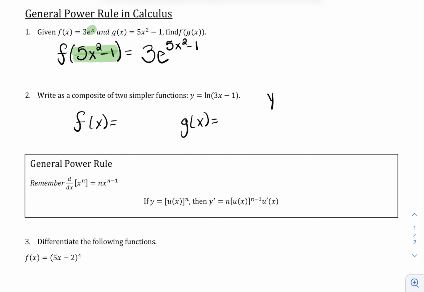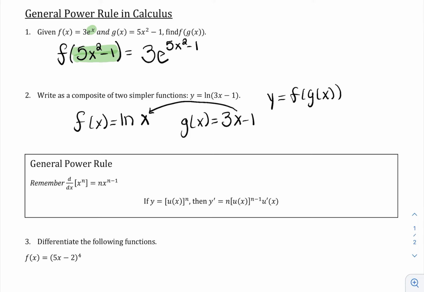So if we let y be f of g of x, again, g is the inside function here. So what is the inside part? Well, the inside part is going to be what's inside the ln. So it's 3x minus 1. And the outside function is going to be the ln of x. The reason that works is because if we put 3x minus 1 for x, it becomes the ln of 3x minus 1. So what you're going to want to do in calculus is see what is the inside function and what is the outside function.